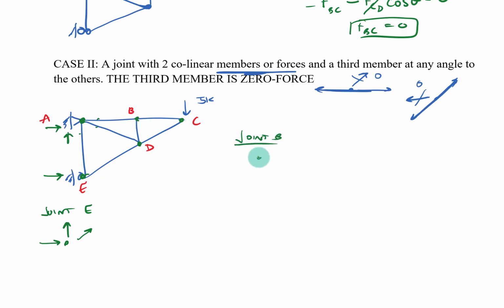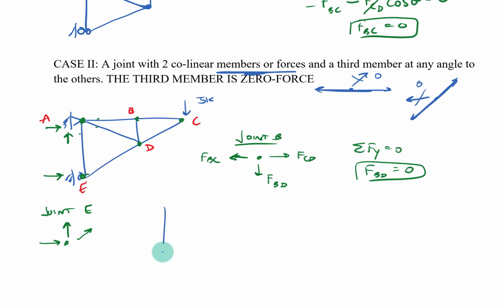So if I look at joint B, I have force BD, force CD, force BC. I sum my forces in Y. The only thing I have acting in Y is BD. It must be zero force. Again, this will always work, so you don't have to go through the statics. But once I find a zero force member, what I can do is either pretend it's not there, cover it up, or just not draw it the next time.